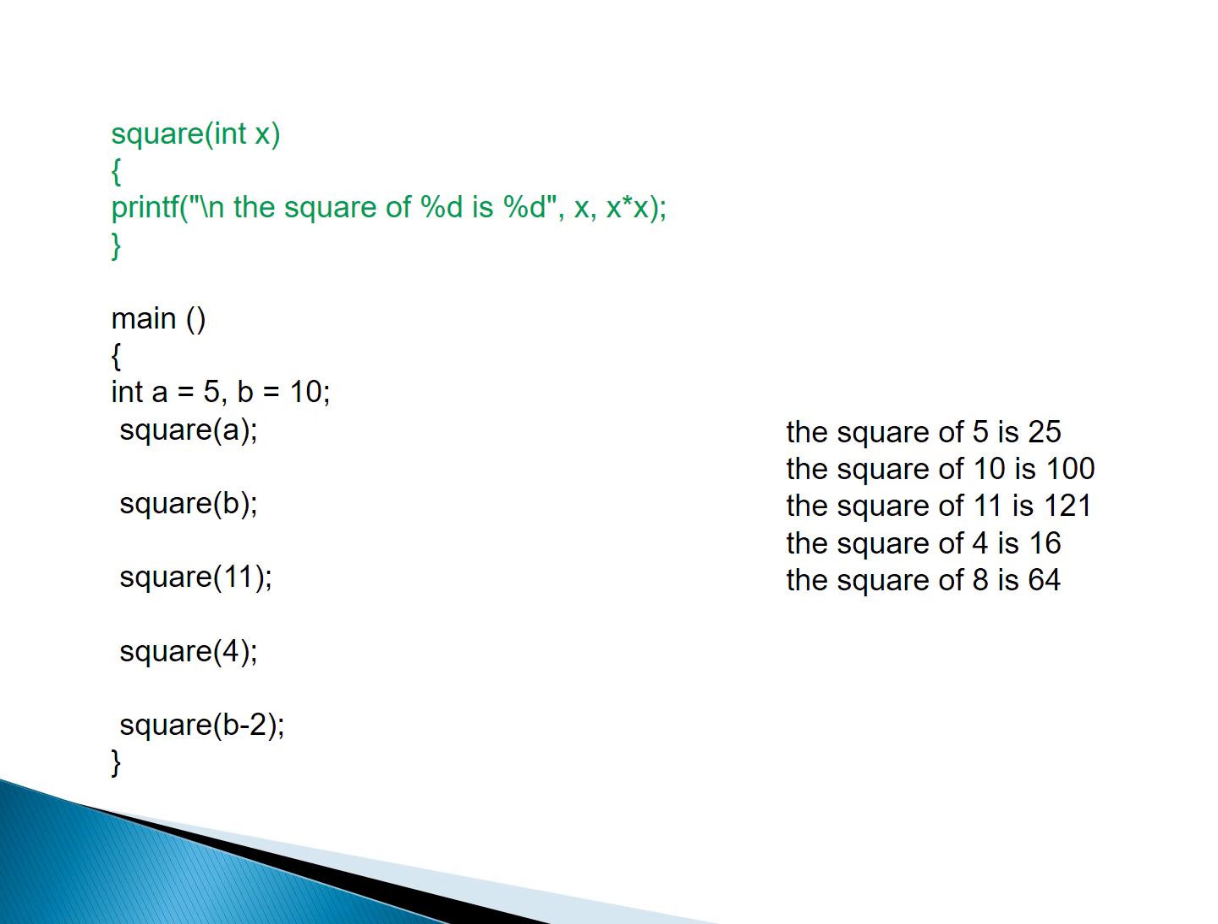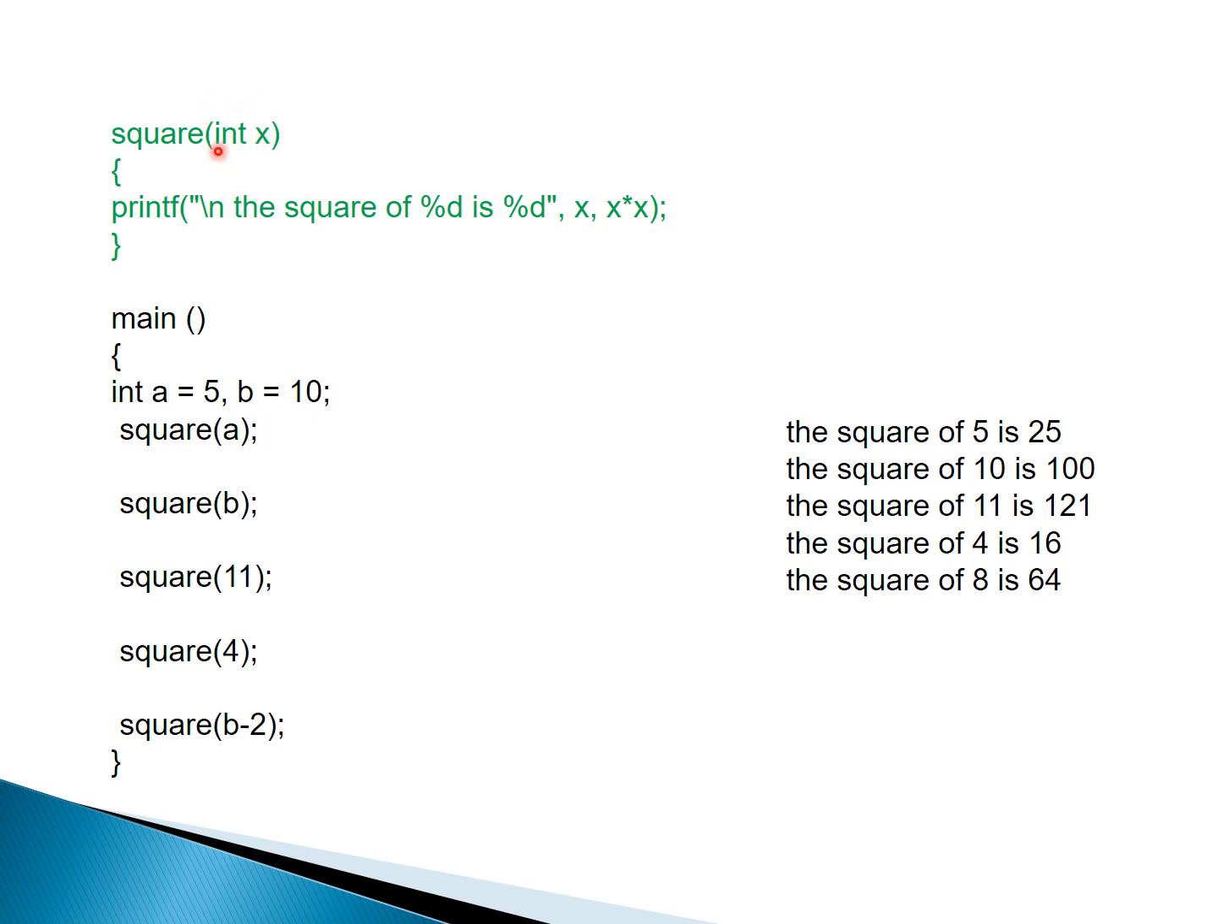Here in this example, we have a function. The name of the function is square, and this is the body of the function. It has only one statement, and this is a printf statement, and this is something new, and this is called the parameter. The parameter means that this function can receive an integer, and whatever integer it receives, it will be stored in x.